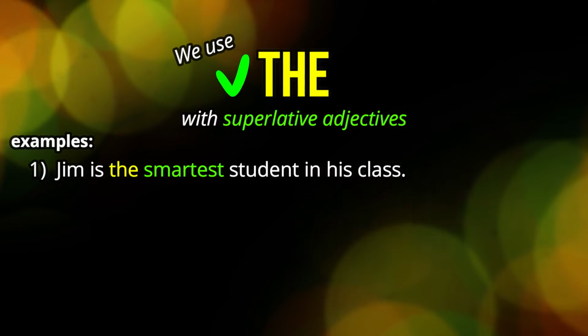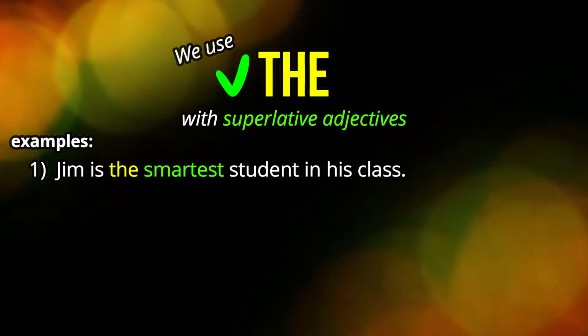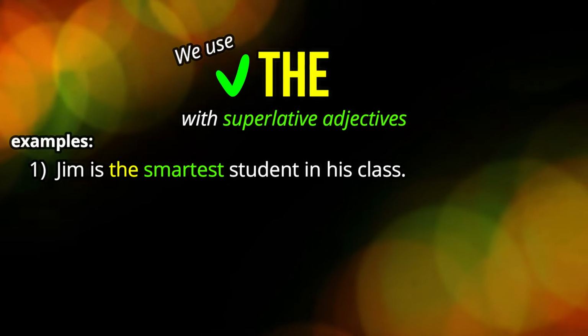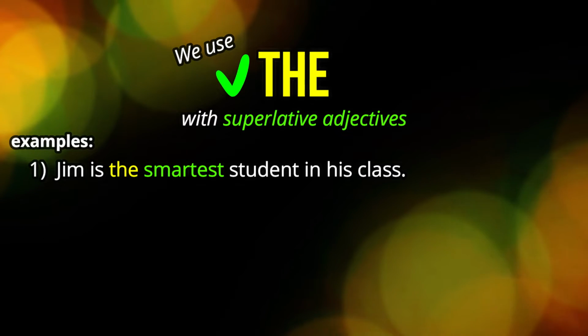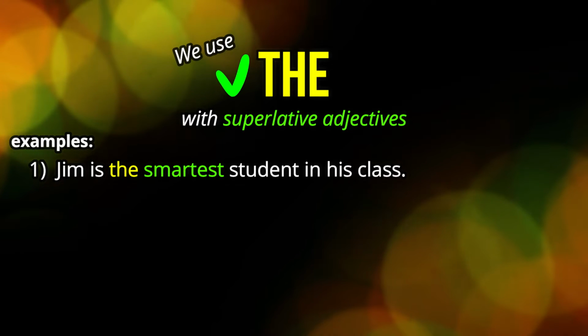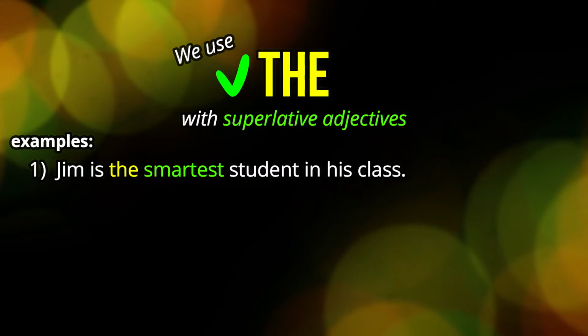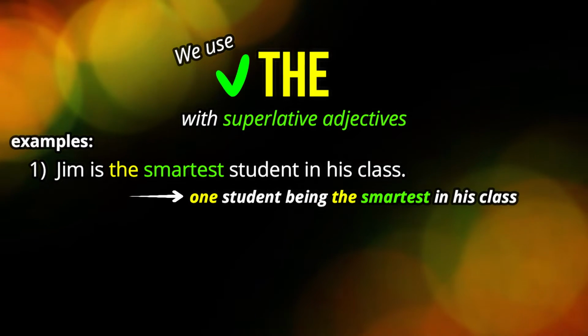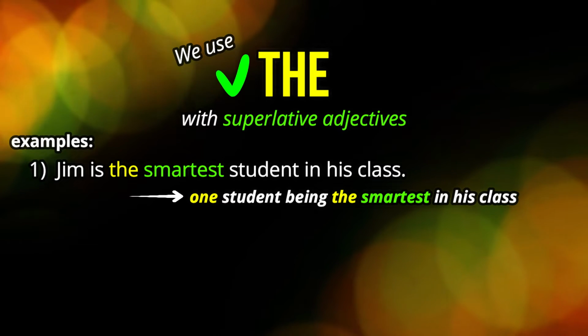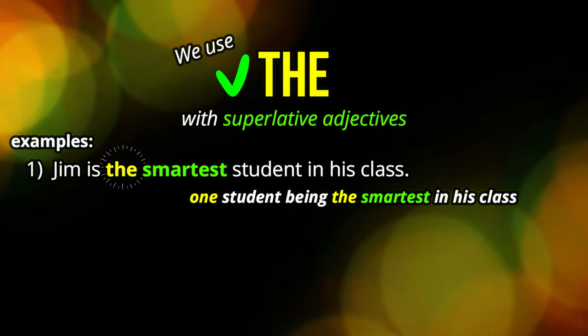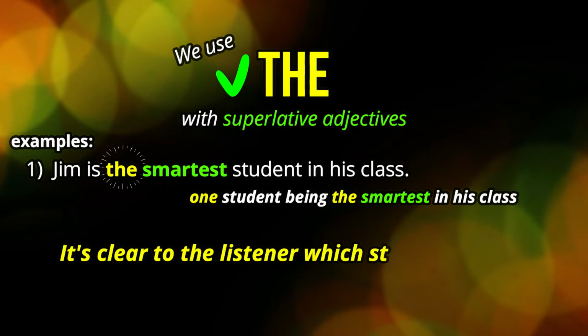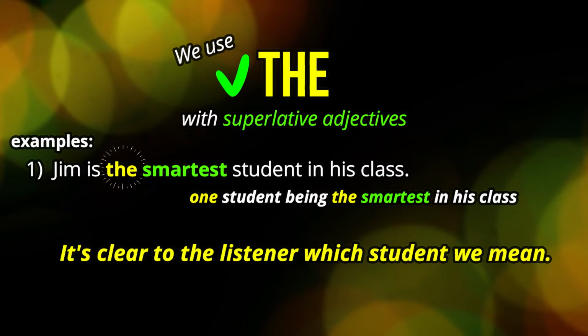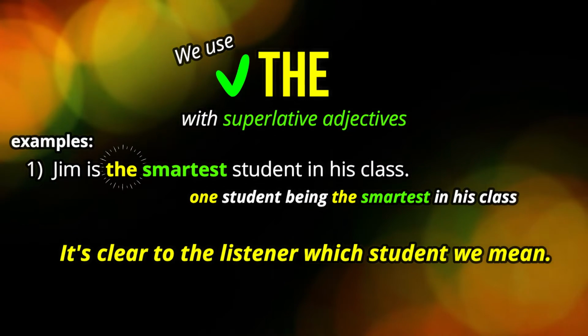Let's take a look at example number 1. Jim is the smartest student in his class. Here, we are talking about one student being the smartest in his class. We say "the" because it's clear to the listener which one, that is, which student we mean.